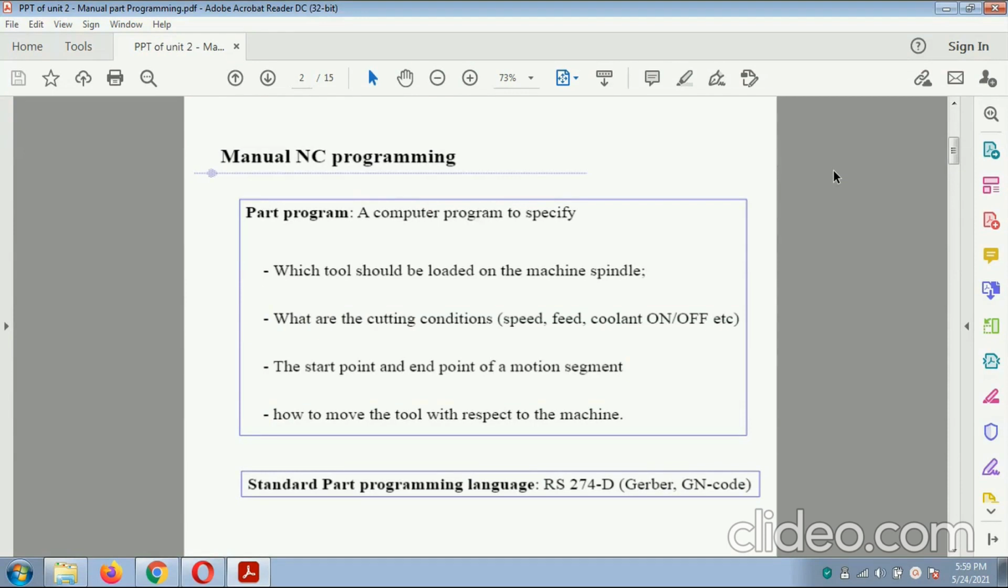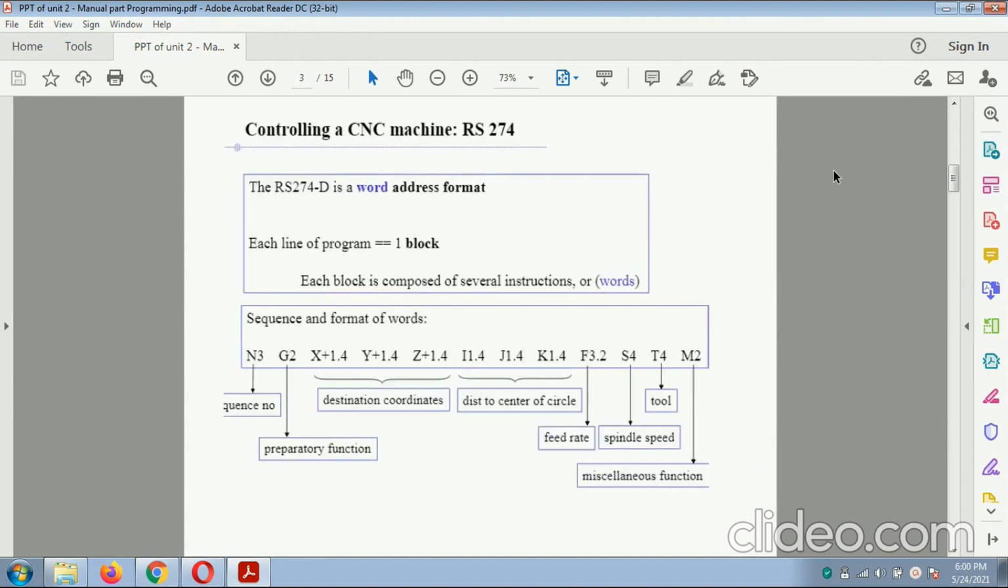The standard part programming language is RS-274D, with G and M codes, for controlling the CNC machine. RS-274D is a word address format, and each line of the program is one block.